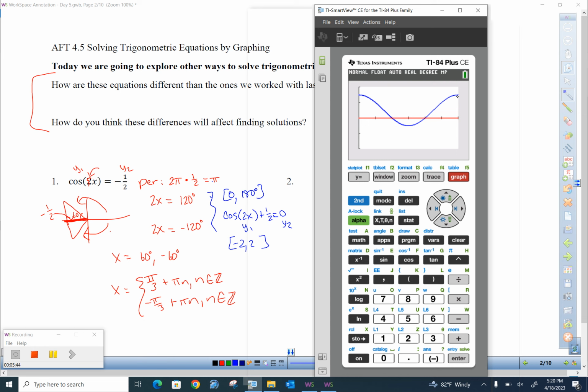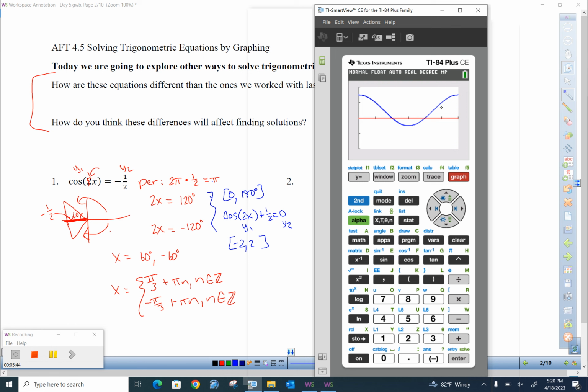If you ever have an issue where your graph looks really chaotic or like a flat line, the things you want to check are your mode, that it's in degrees, and that you have chosen an appropriate window based off of the period. Again, the period in degrees.